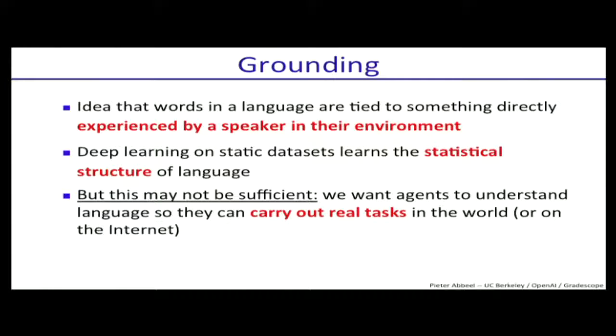The notion here is grounding. We want more than just to understand the statistics of language. We want to understand how language relates to the real world. The idea that words and language are tied to something directly is exactly the notion of grounding. Deep learning on static data sets will only learn statistical structure, which is typically not sufficient to carry out real tasks. Think of a very simple scenario. Let's imagine you're trying to train Alexa to do things for you at home.